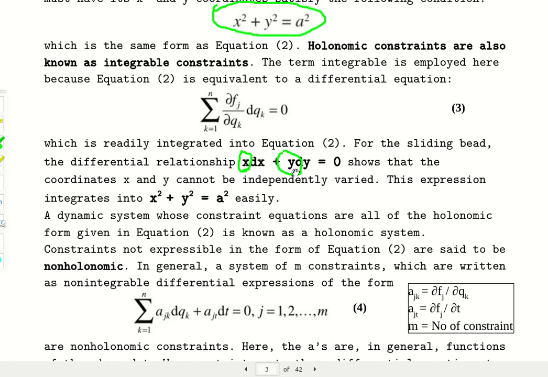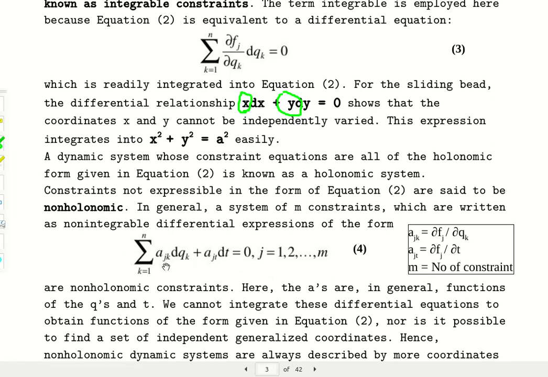Not like this, simple. Your circular path equation. Let us understand how this equation has been written.